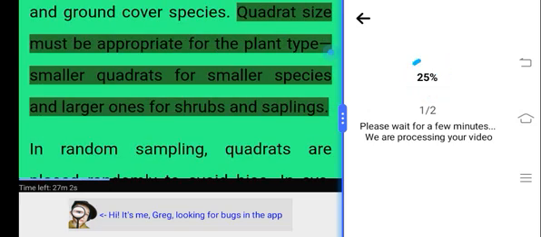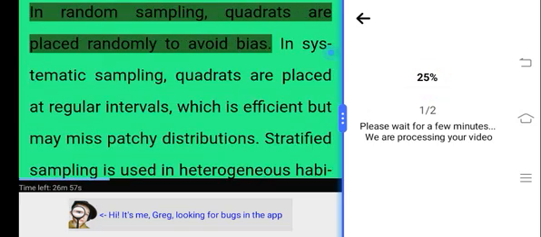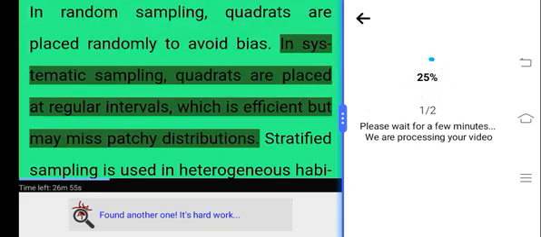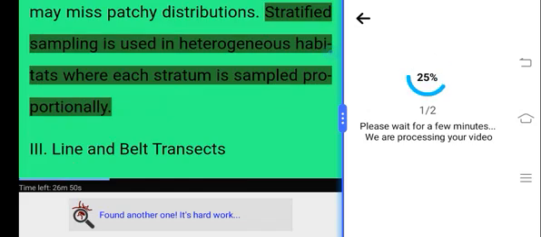Quadrat size must be appropriate for the plant type, smaller quadrats for smaller species and larger ones for shrubs and saplings. In random sampling, quadrats are placed randomly to avoid bias. In systematic sampling, quadrats are placed at regular intervals, which is efficient but may miss patchy distributions. Stratified sampling is used in heterogeneous habitats where each stratum is sampled proportionally.